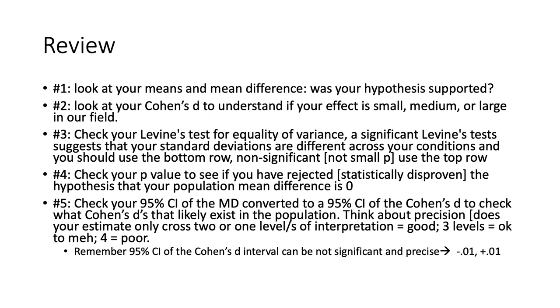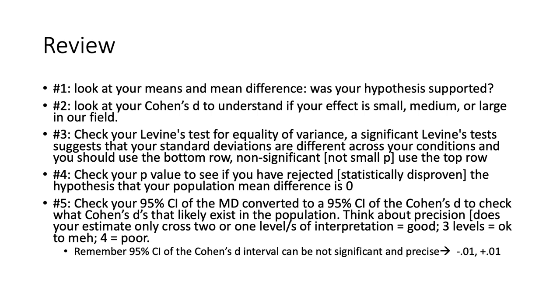Does your estimate only cross 2 or 1 levels of interpretation? That's good. 3 levels, that's okay. It's not great. It could be meh. 4 is poor. Anytime your 95% confidence interval of the Cohen's d crosses 4 levels of interpretation, then you really don't know anything. It could be a small effect against my hypothesis, could be no effect, could be a medium effect in favor, small effect in favor. I don't really know anything at that point.